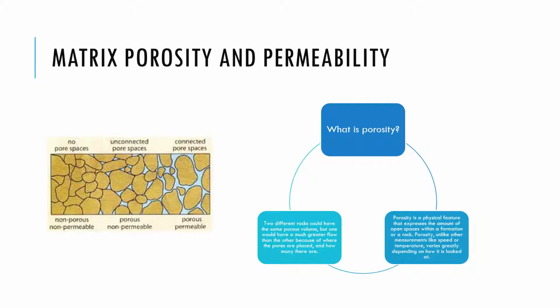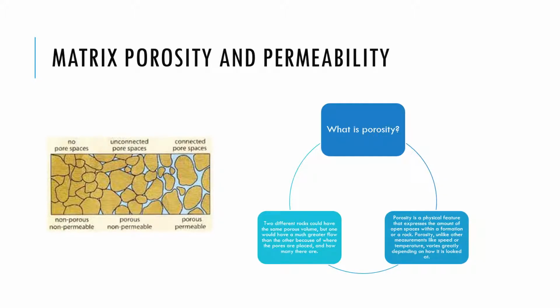Two different rocks could have the same porous volume, but one would have a much greater flow than the other because of where the pores are placed or how many they are. And another important factor in porosity is how interconnected the pore spaces are. And the reason it's called matrix porosity is because there is more than one layer involved in the concept of porosity.